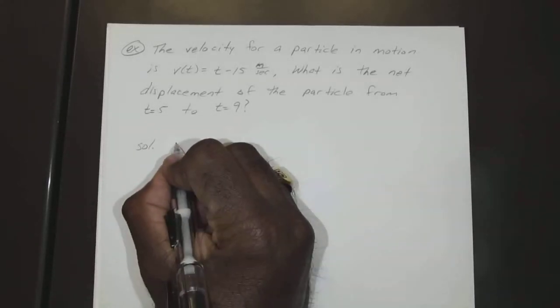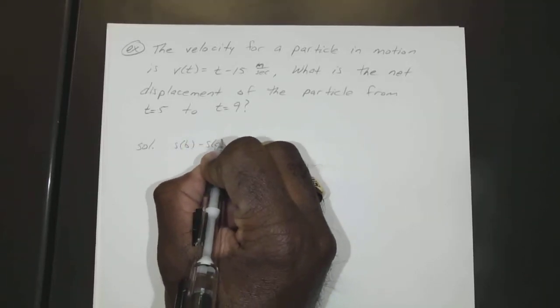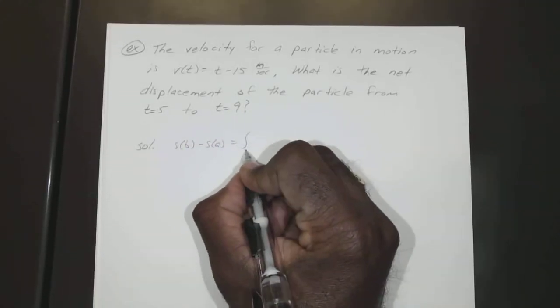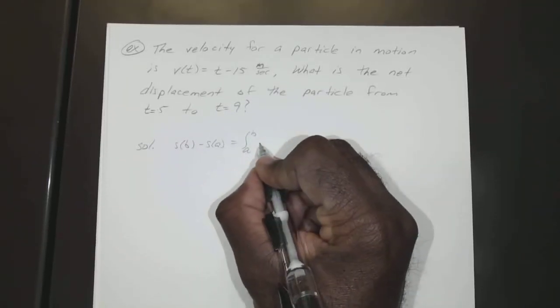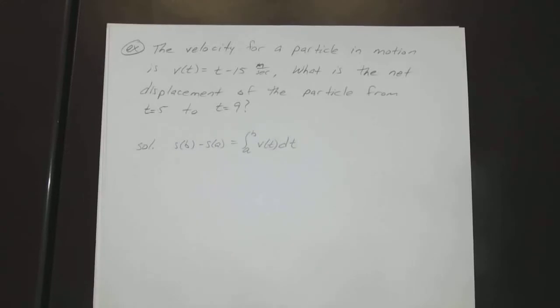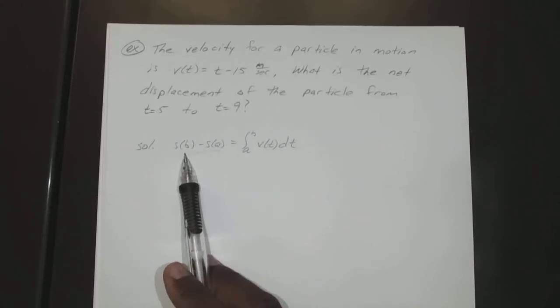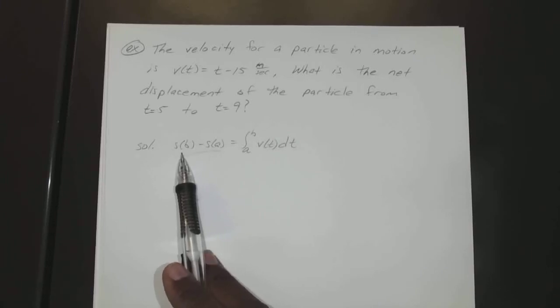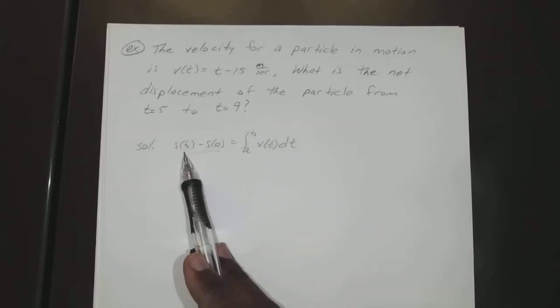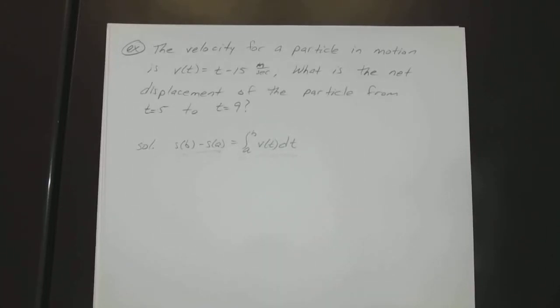Okay, so we're looking for really our S of B minus S of A, which is equal to the integral from A to B of V of t with respect to t. Okay, so this would be our net displacement. But since we don't have our position function, we have our velocity function. So instead of solving for these two, we just solve for this one. It gives us the same answer.